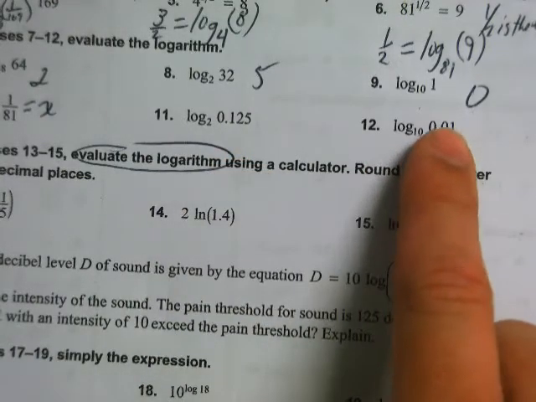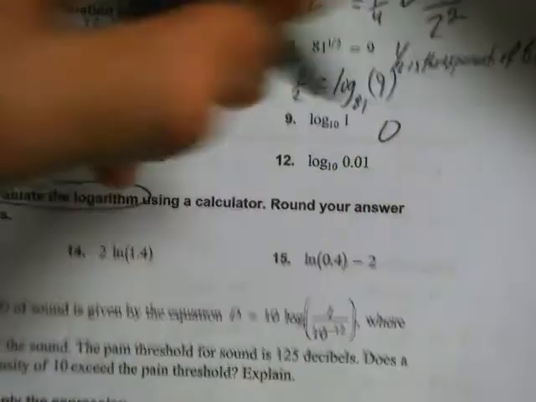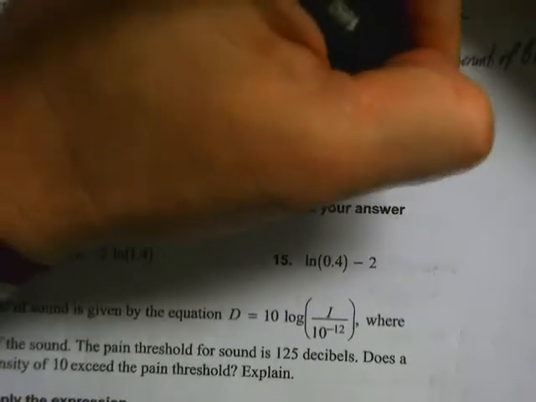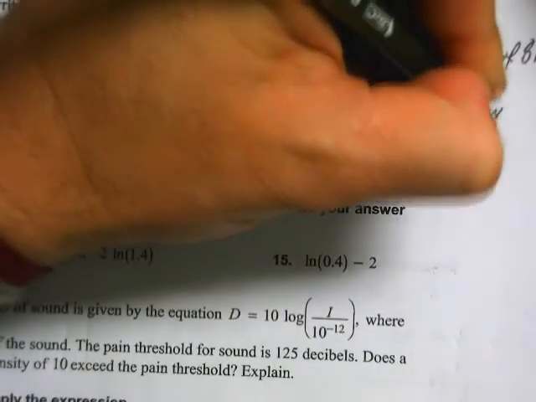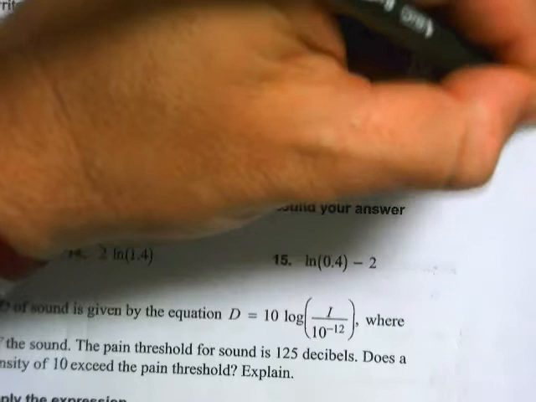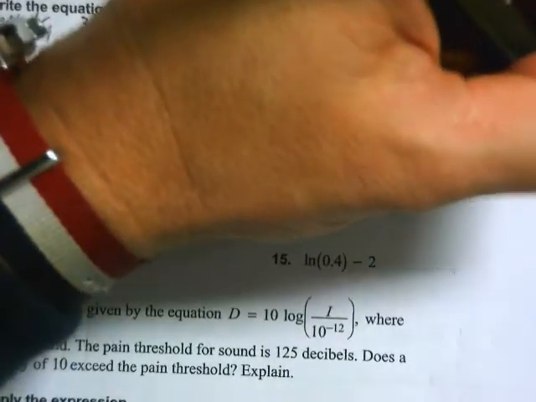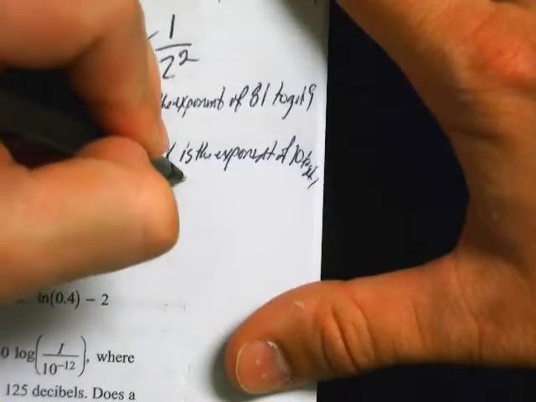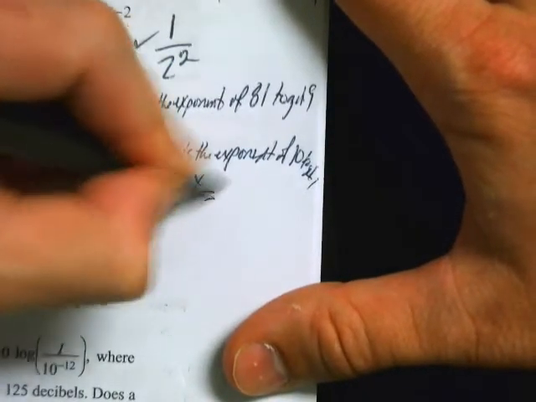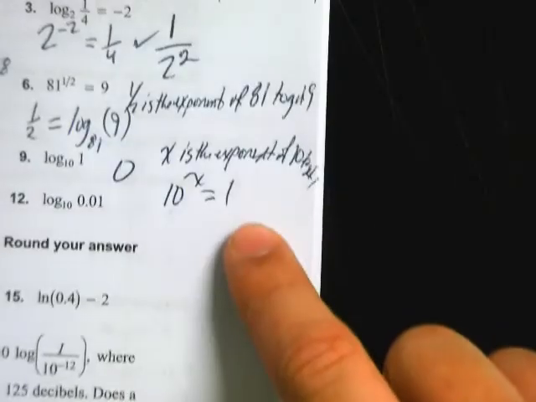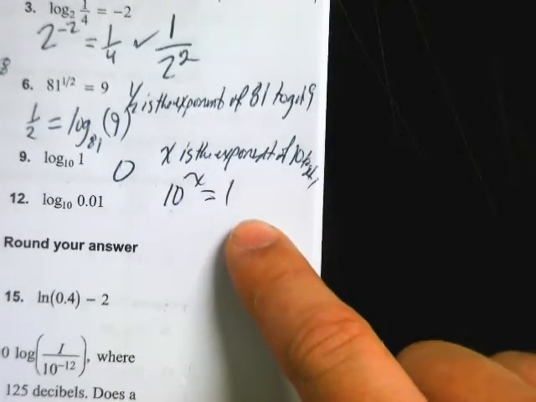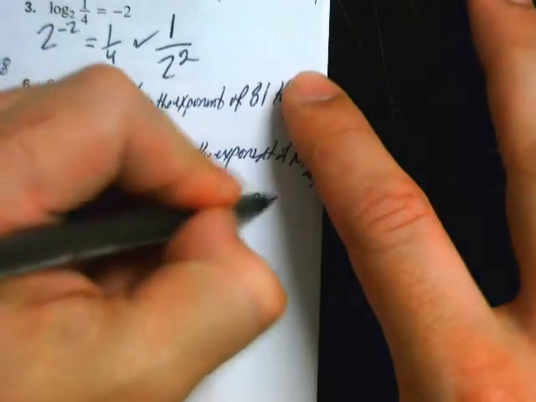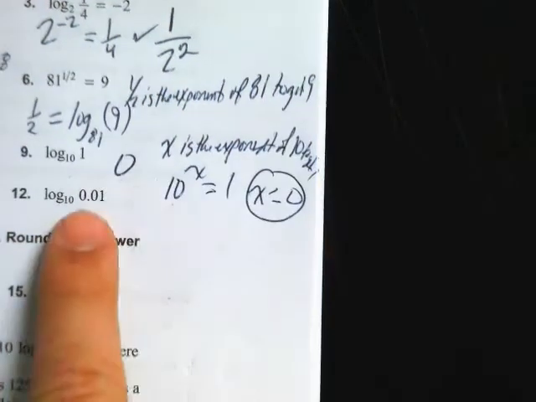Yeah, this is a good one too, right? Like, x is the exponent of 10 to get 1. And we know that anything to the 0 power will just be 1. So that's why x equals 0. And that's what you see here.